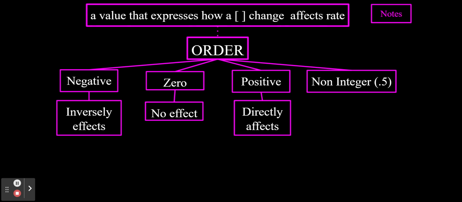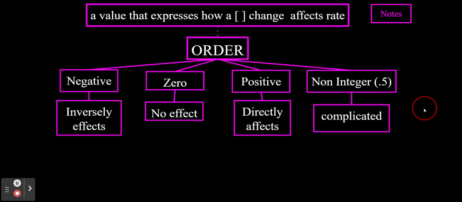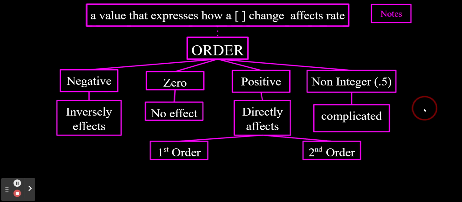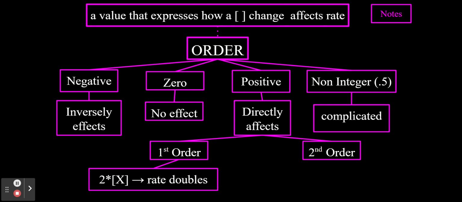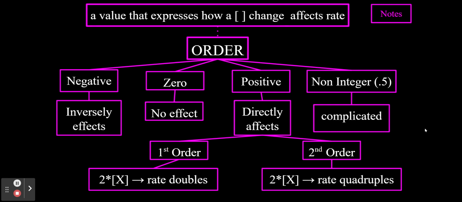Their effect is a little more complicated. But first order, if you double the concentration, the rate doubles. And second order is if you double the concentration, the rate quadruples. So let's look at some examples.